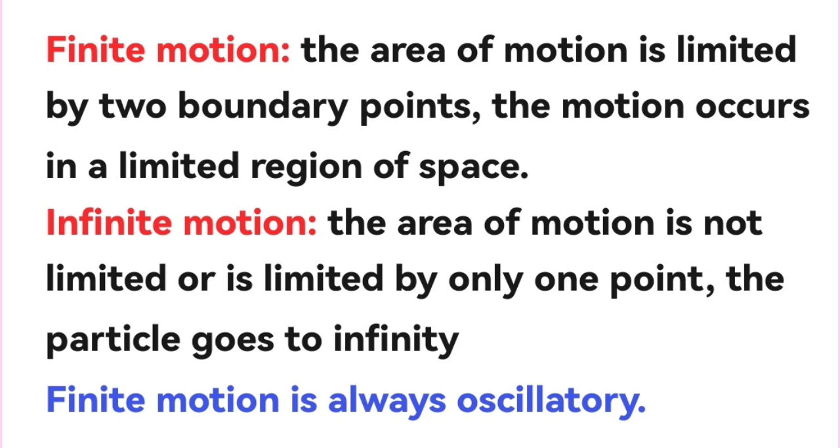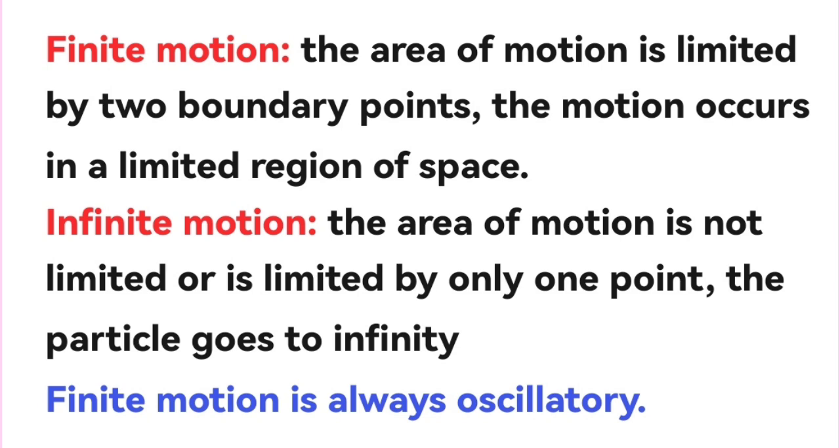The area of motion is not limited if there are no boundary points in the solution of the equation of motion at all. If the area of motion is not limited or is limited by only one point, that is, only on one side, then the particle goes to infinity. Such motion is called infinite.